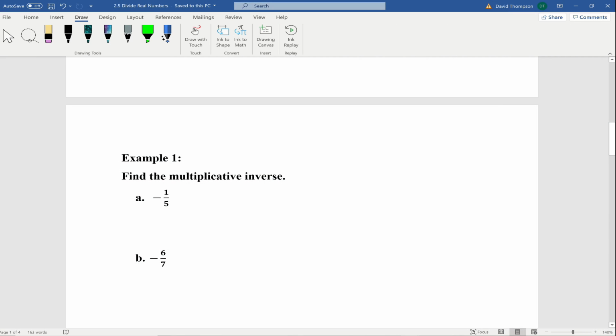Example 1. It says to find the multiplicative inverse. So in part A, we're given negative 1/5, and we're being asked to find the multiplicative inverse. So my multiplicative inverse is just going to be negative 5, since negative 1/5 times negative 5 is going to give me 1. So negative 5 is the multiplicative inverse, and we're done that one.